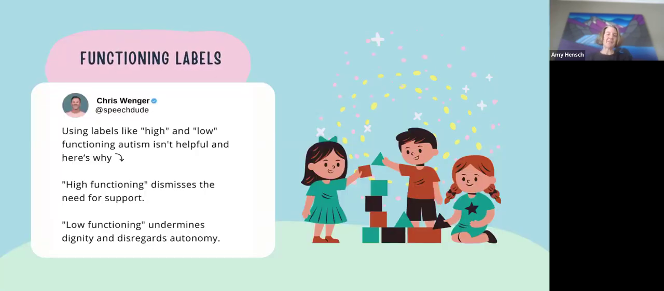So, functioning labels are another aside. Using labels like high and low functioning are not fantastic because high functioning can totally dismiss the need for support. And sometimes with high functioning, I've heard people say, are they really autistic? And that's never for us to decide. Low functioning, as you can imagine, if you're referred to as low functioning, really undermines your dignity as a human being.